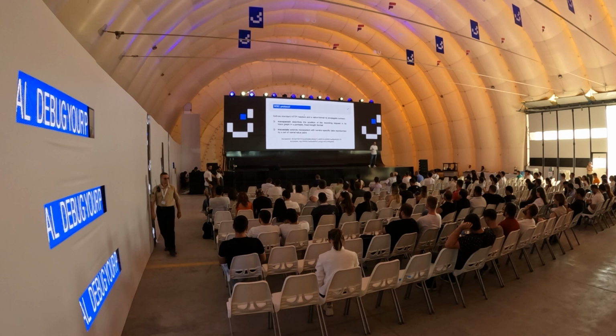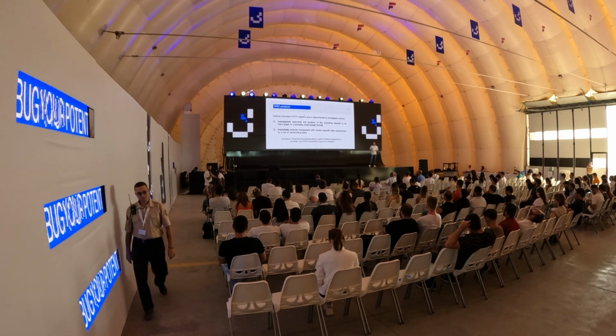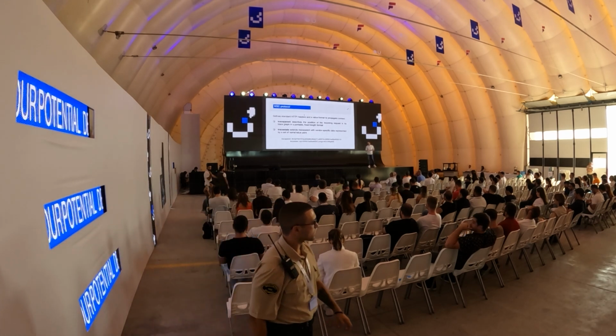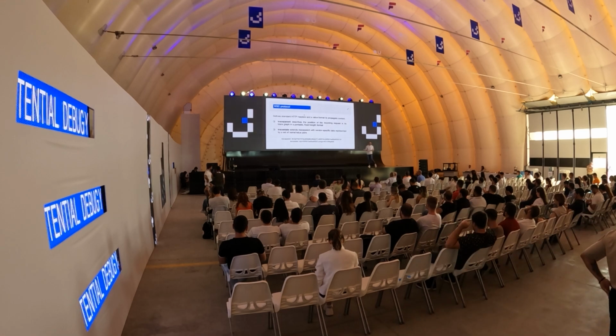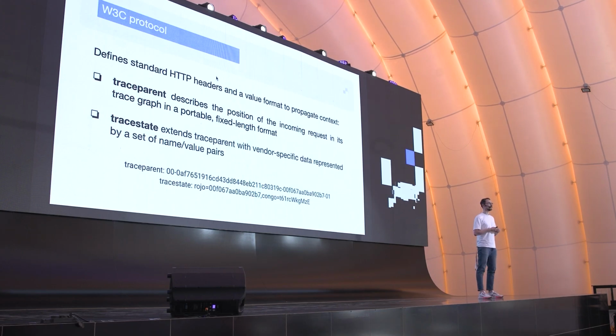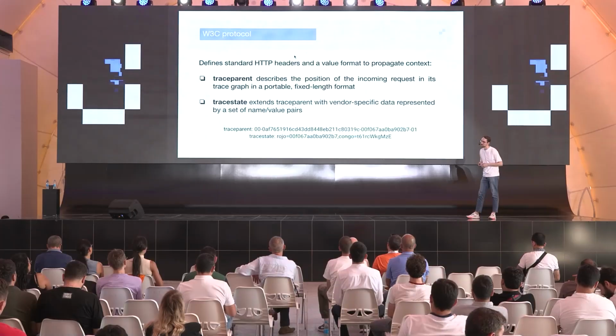Traceparent has 4 parts. The first one is the protocol version, and currently only one version is available. The second part holds the trace ID, and the third one, the span ID. The last one holds trace flags. And tracestate consists of vendor-specific data that is encoded in key-value format.